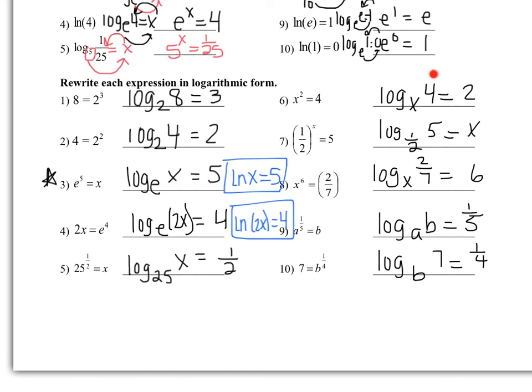x squared equals 4. Check. 1/2 to the x equals 5. Good. x to the 6th equals 2/7. Good. a to the 1/5 equals b. b to the 1/4 equals 7. So please, star any that you had trouble with, and we will go over all of this in detail tomorrow.